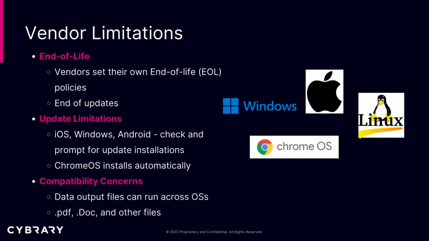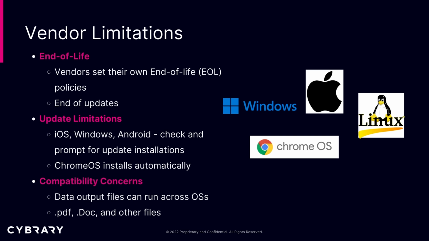Now, one thing you're going to find also when you're dealing with vendors and operating systems is each may have its own period of time that that operating system has a life. Some vendors set their own end of life when that operating system is no longer supported by updates. It would be the end of updates and end of support. We're quite familiar with that. We've seen that in the Windows platform, where it may have an end of life and updates may end shortly thereafter. Update limitations: iOS and Windows and Android, they check and prompt for update installations automatically. Chrome OS will install the updates automatically.